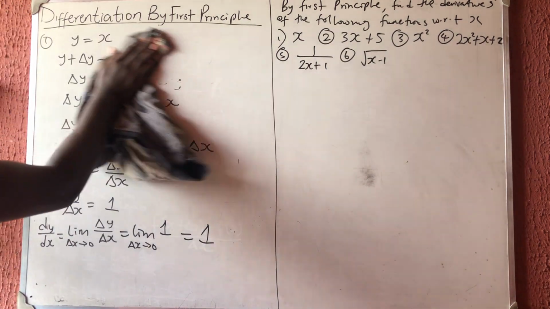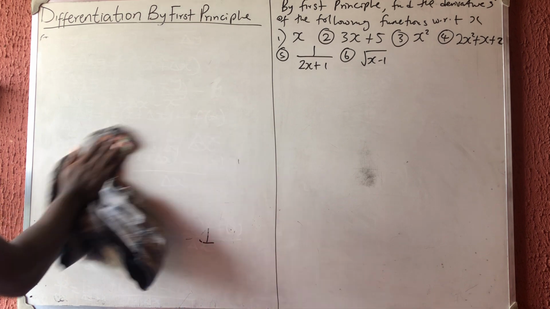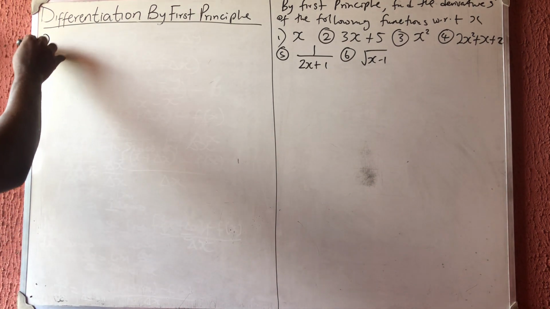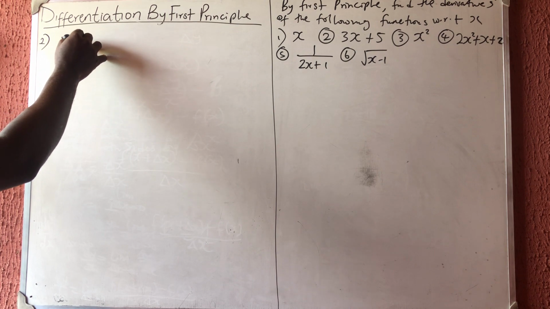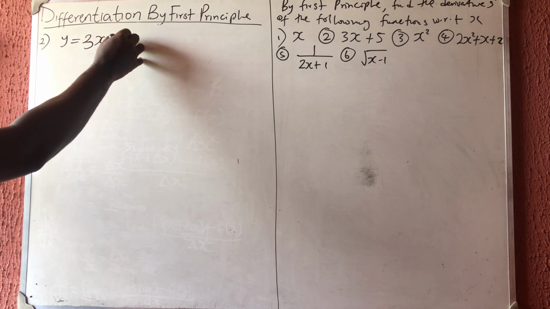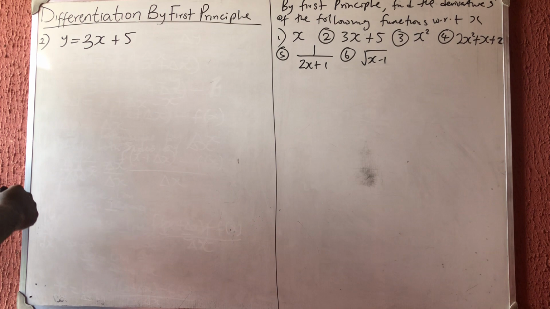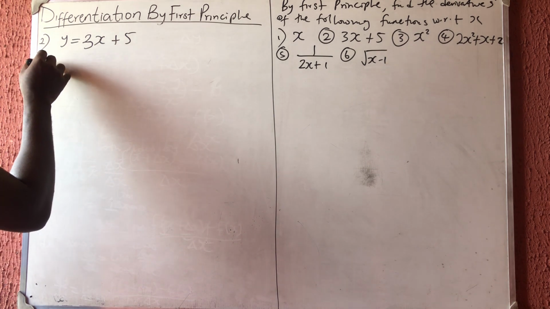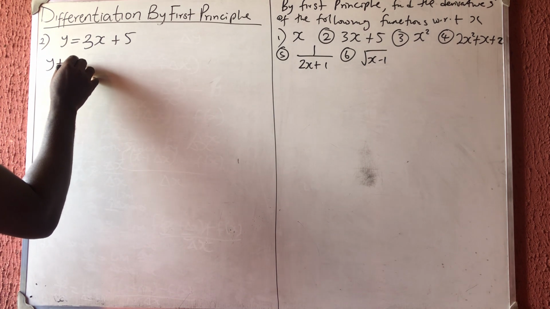So question number 2, let me clean here. Question number 2 said that y now is equal to what? 3x plus 5. Now what do we do? The same thing. Anywhere you see x, add change in x to it. Anywhere you see y, add change in y to it. So I have y plus change in y is equal to what?